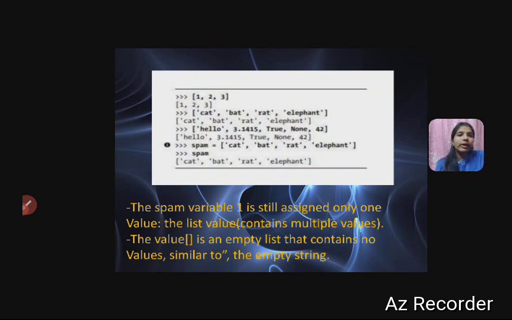So here are a few examples with respect to a list. The spam variable is still assigned only one value. The list value contains multiple values. And there is an empty list that contains no values, similar to the empty string.